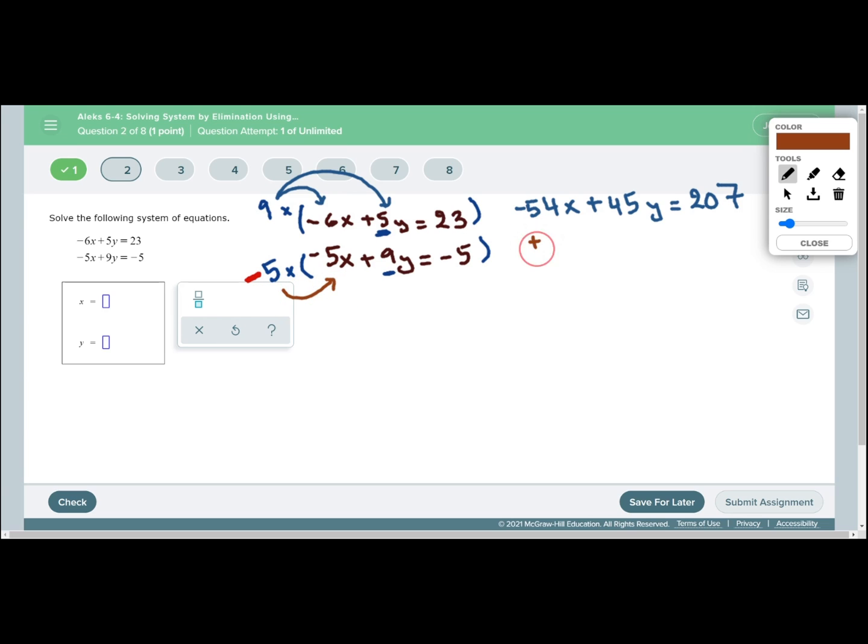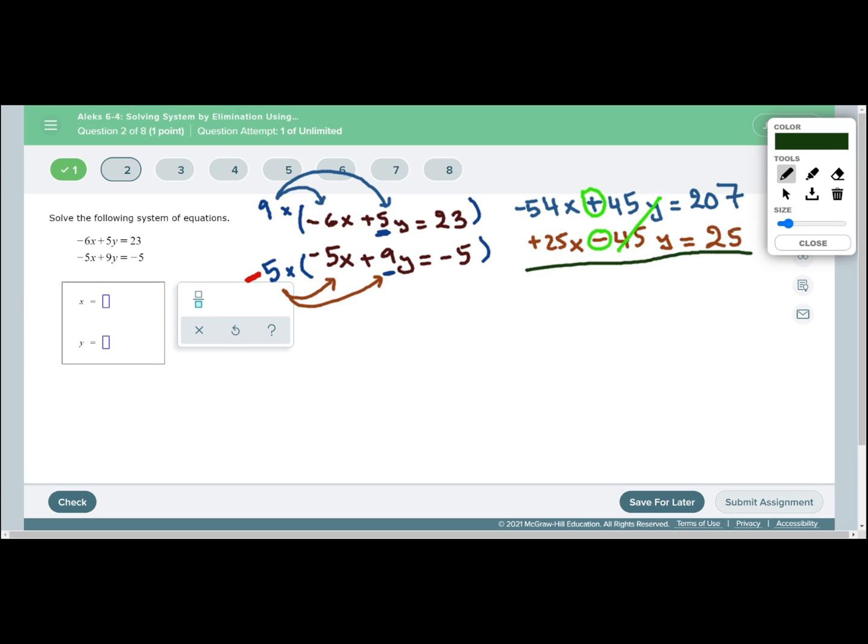-5 times -5 is +25x. -5 times -9 is -45y. -5 times -5 is +25. All right, do you see it? You see it? Here's our goal: +45y, -45y, so they all cancel each other out. That is the goal. Same number, opposite sign.